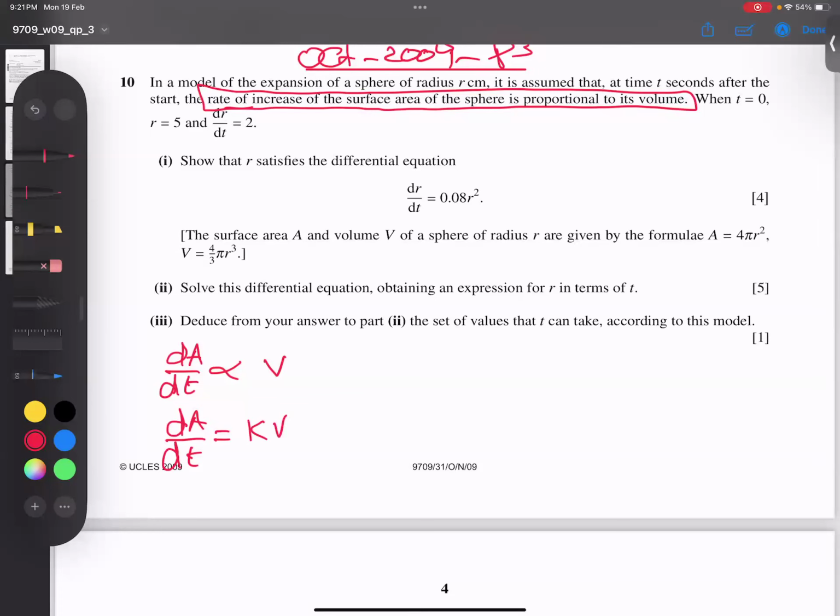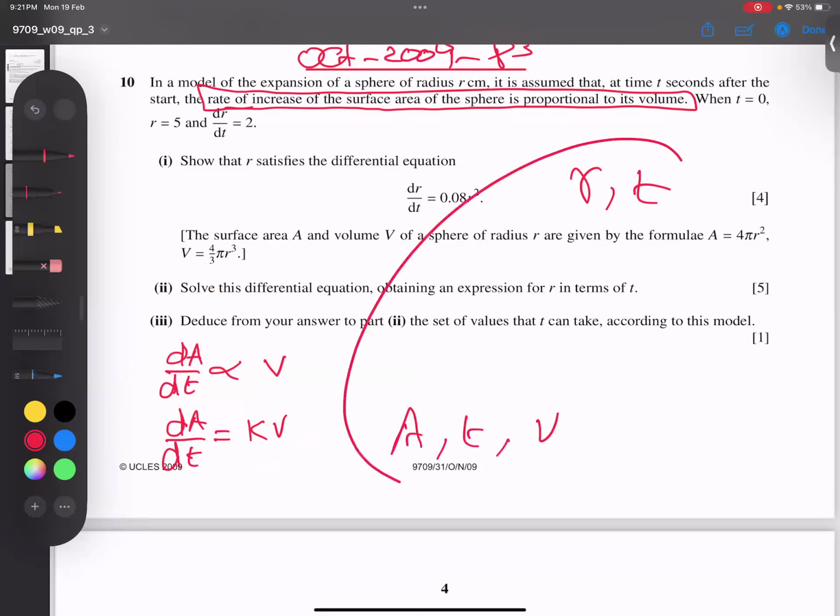But this is my target, and he said show this connection. Look here, how many variables are involved? Radius and time are involved in the target. But what variables do we have here? We have area, time, and volume. So more than two variables are involved in the question. When this kind of question comes, what is the technique to use? I'm going to discuss now, so get ready, all of you.